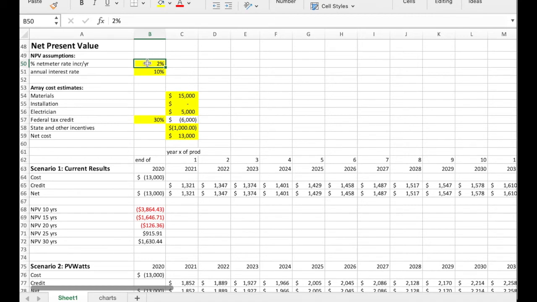This is simply a reality of most utilities. Secondly, we need to assume some level of investment interest rate. And typically I use 10%, but you can put whatever you want in here. Now we need to put together the costs for the project.